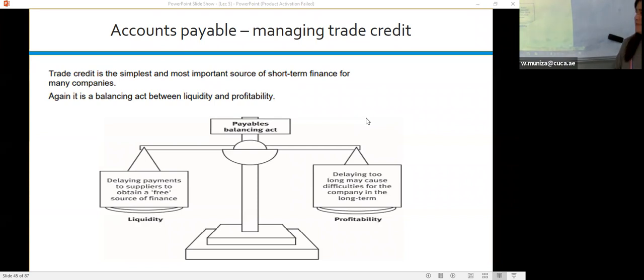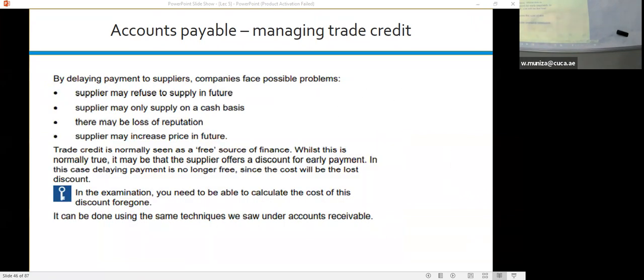So we have to balance between liquidity and profitability. Liquidity can be attained if we are delaying the payments to the supplier to obtain a free source of finance. We can increase profitability, but delaying too long may cause difficulties for the company in the long run. So like others, we have to maintain the same principles here as well for managing trade credit. They say by delaying payment to suppliers, companies face possible problems. Suppliers may refuse to supply in future.